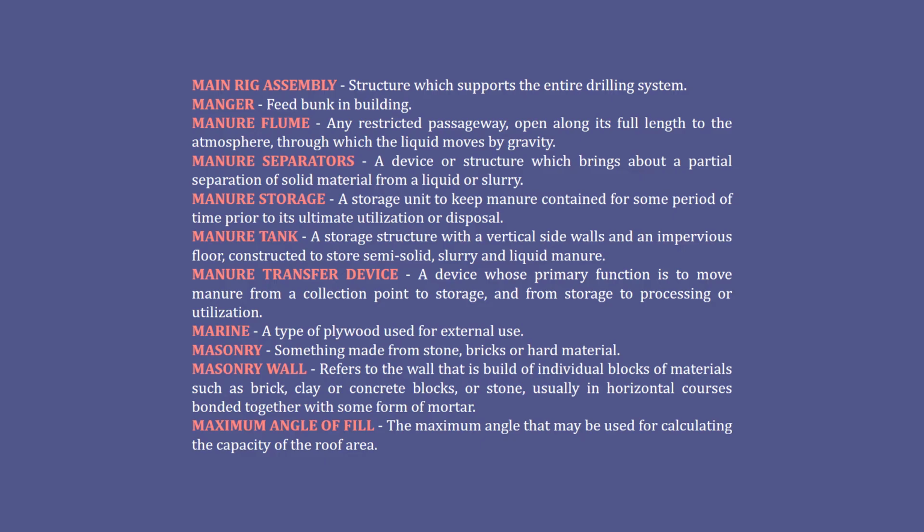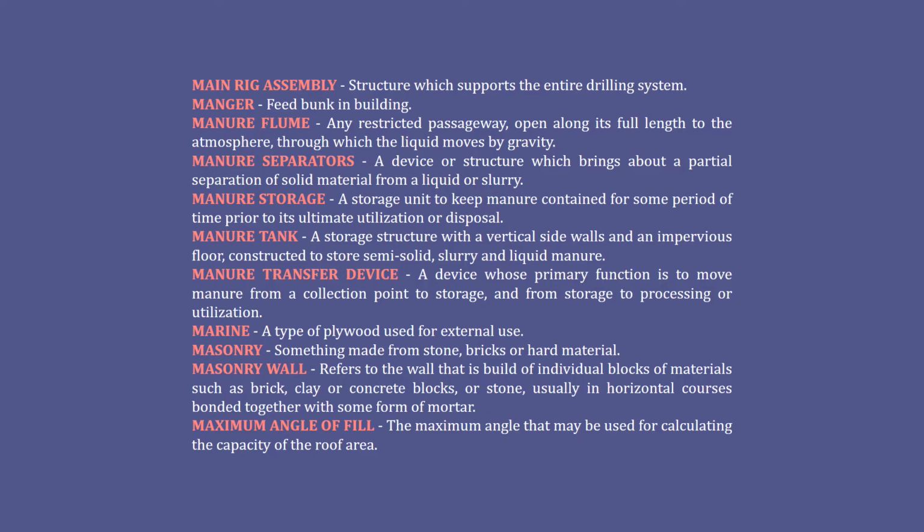Manure storage: a storage unit to keep manure contained for some period of time prior to its ultimate utilization or disposal. Manure tank: a storage structure with vertical side walls and an impervious floor, constructed to store semi-solid, slurry and liquid manure. Manure transfer device: a device whose primary function is to move manure from a collection point to storage, and from storage to processing or utilization.